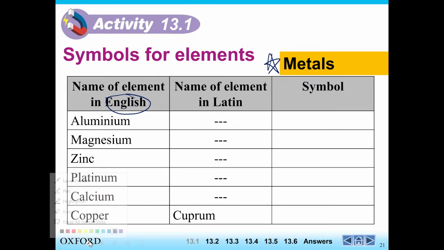Let's do the first one. Aluminium, the symbol is Al. You can check your answers as well. Magnesium, it is Mg. Zinc is Zn. Platinum is Pt. Calcium is Ca. Copper, it's not Co. Co would be another element, cobalt. But this one we're using the Latin name, so it's Cu.